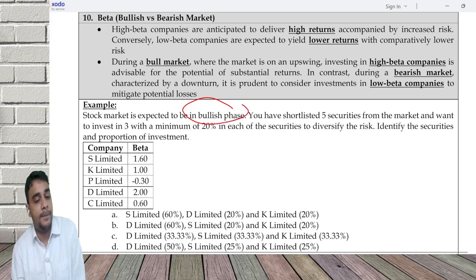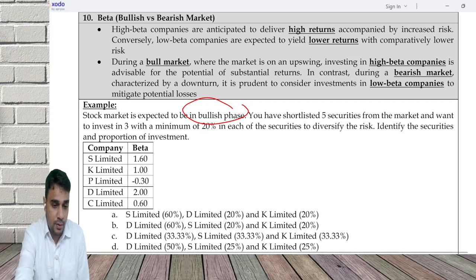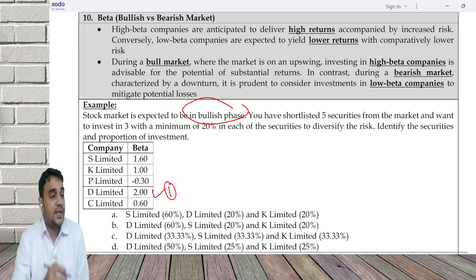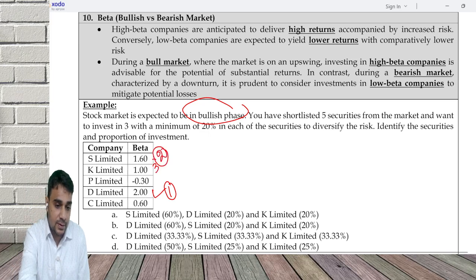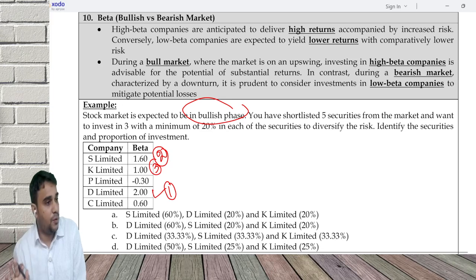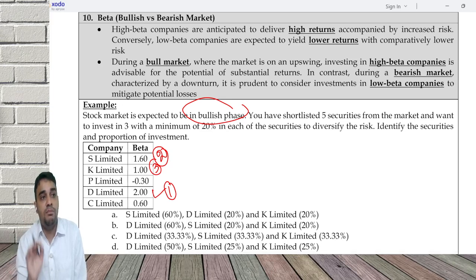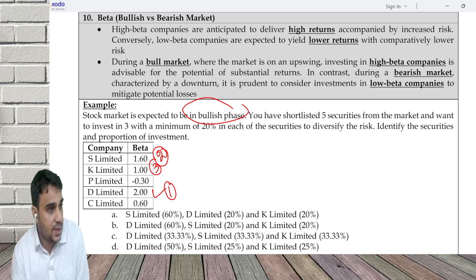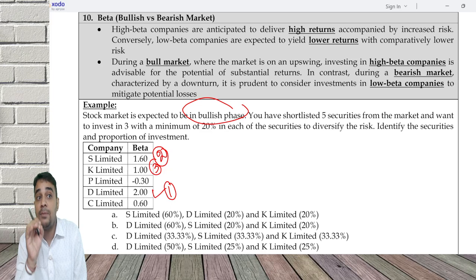Which has the highest beta? Okay, first. Next highest, second. Next highest. These 3 will form part of my portfolio. In these 3, minimum 20, let me give to rank 2 and rank 3. Balance 60% to the highest beta. Because my objective is to do what? Maximize the beta, maximize the return. Because I'm in a bull market.